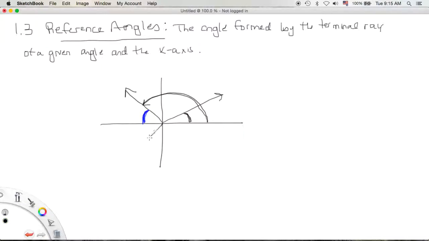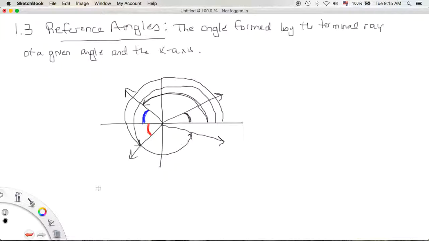Or if we were in this quadrant here, we would normally again measure off the positive x-axis, but the reference angle would be straight to the nearest x-axis. And again in the fourth quadrant, we would normally measure it all the way around from the positive x-axis, that's standard position, but our reference angle would be to the nearest x-axis.